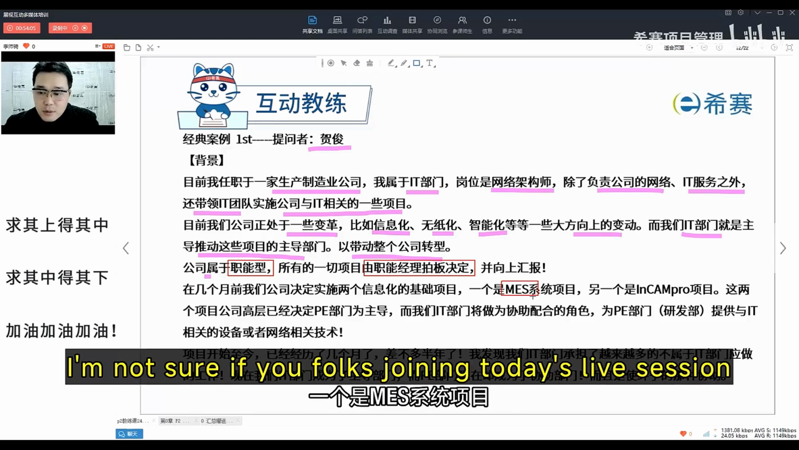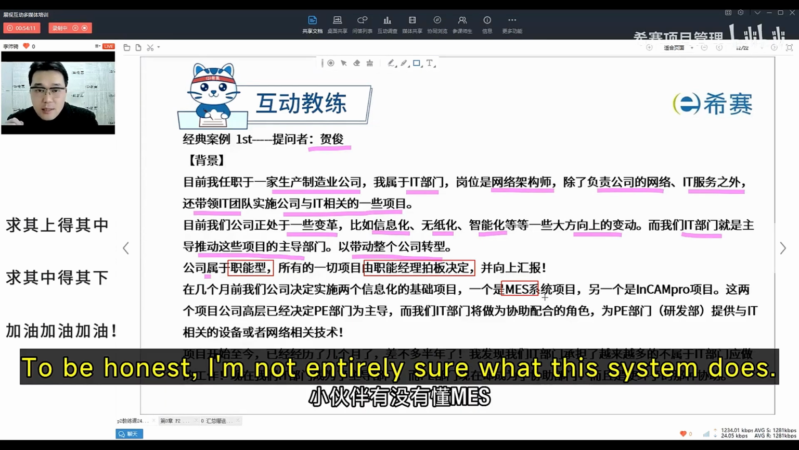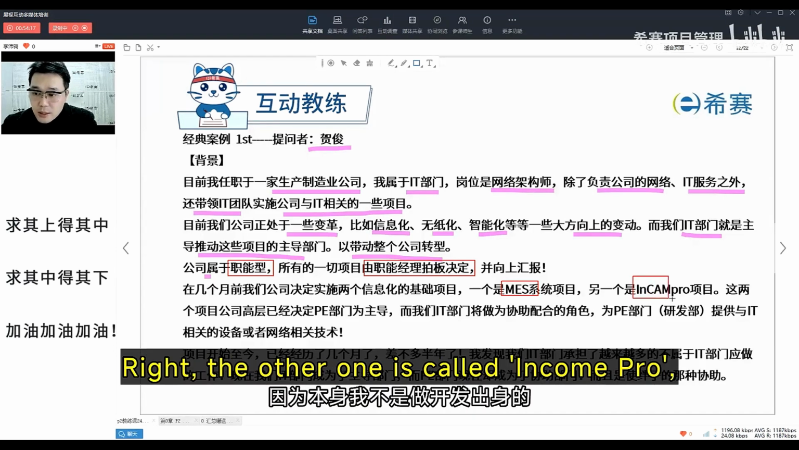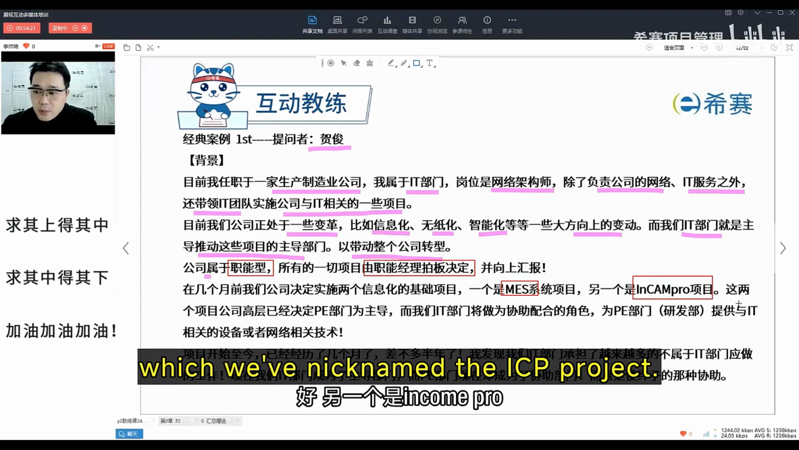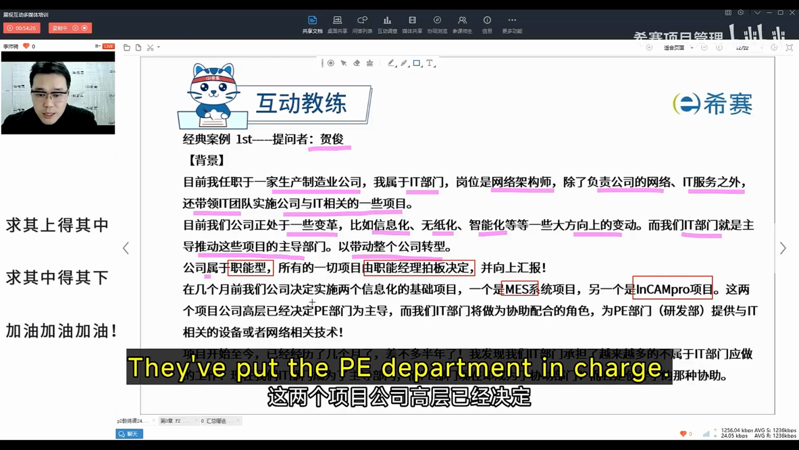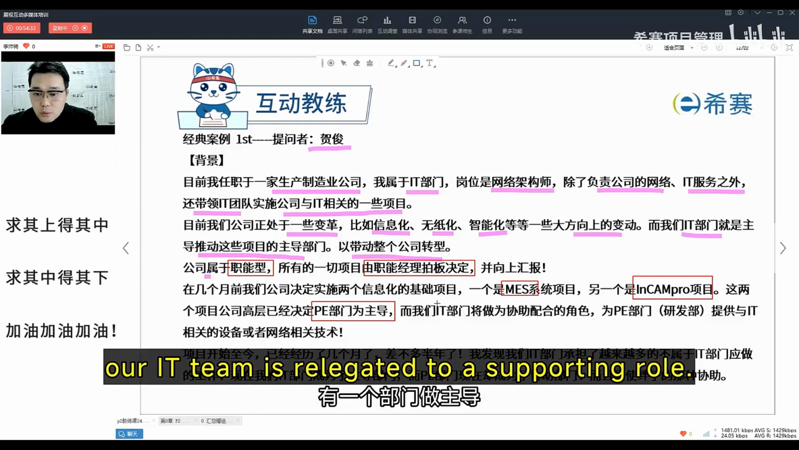I'm not sure if you folks joining today's live session are familiar with MES or not. To be honest, I'm not entirely sure what this system does. I'm not from a tech background, you see. Right, the other one is called Income Pro, which we've nicknamed the ICP project. Upper management has made a decision on these projects. They've put the PE department in charge, with one department leading. Our IT team is relegated to a supporting role.